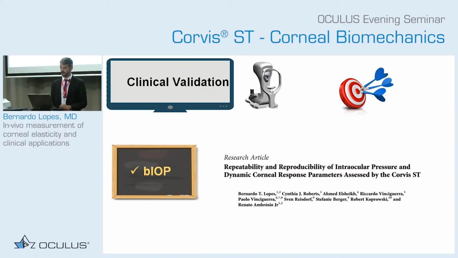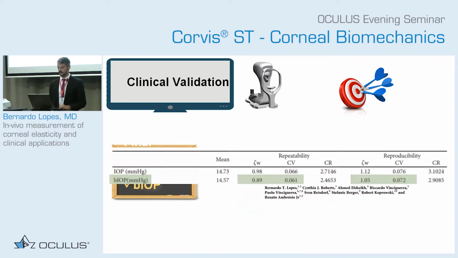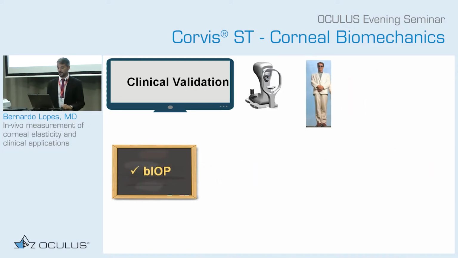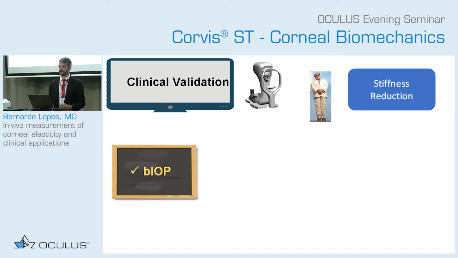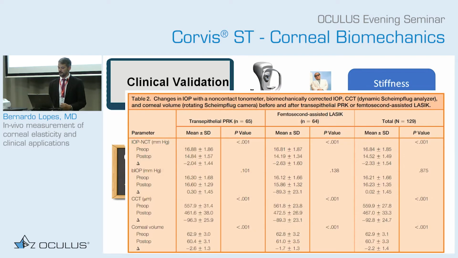It was also clinically validated in individuals to see if we're getting repeatable and reproducible results of this IOP measurement. And they are really good. They are under 1 millimeter of mercury in repeatability and around 1 millimeter of mercury in reproducibility, which is a really acceptable range for clinical use. And in a scenario where you have a stiffness reduction, such as refractive surgery, we see that for the non-corrected IOP we measured lower values, and this is because the stiffness is reduced, so the stiffness is playing a role in this measurement.